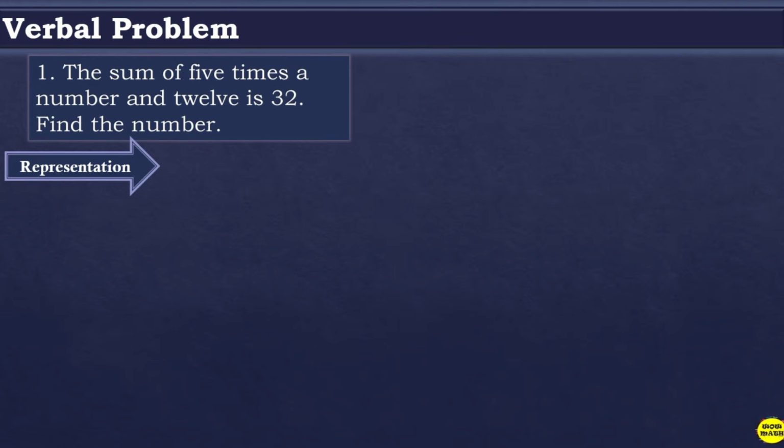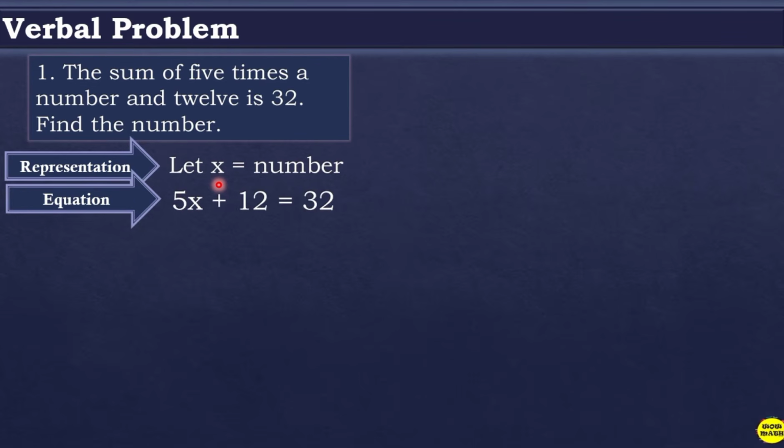The sum, ibig sabihin, tawag nito, addition. Ang x mo, since hindi natin alam yung number. Representation: the sum of 5 times a number. Hindi natin alam yung number, so let us represent that as x. And then our equation will be 5x plus 12 is equal to 32. So, this is already the translation.